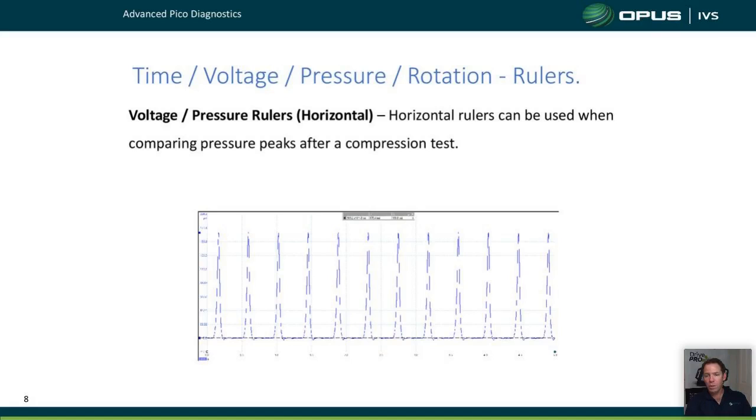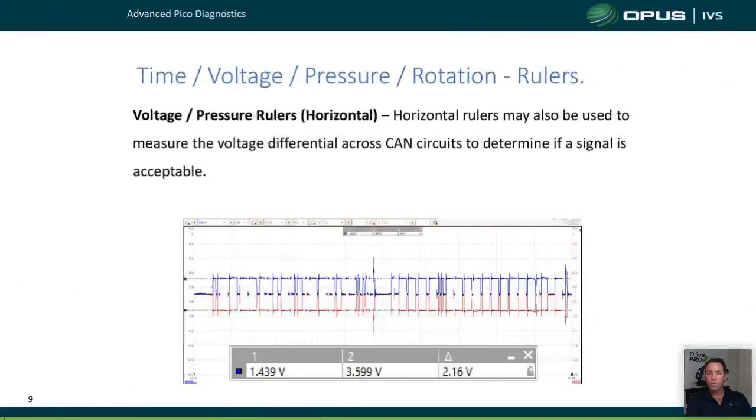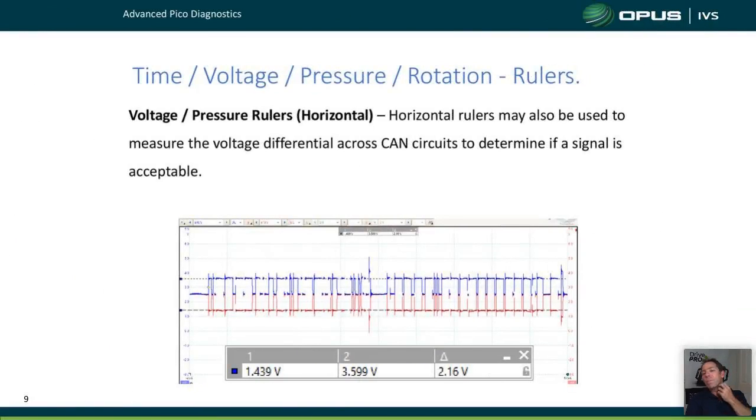Comparing pressure peaks in the compression test and comparing vacuum to troughs. We also tend to use these when we're measuring CAN signals. Now, I quite like using them in CAN because they tell me more than just the potential difference or the voltage differential across the two. And I'll just get a CAN low and high.